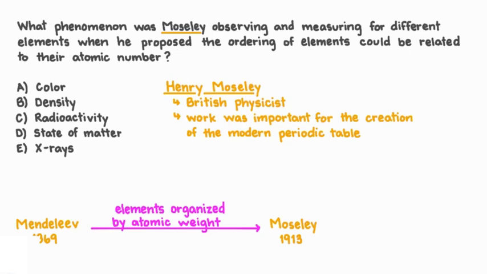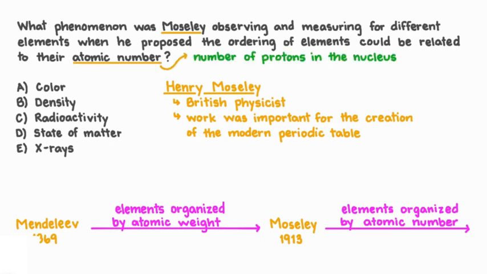Prior to Henry Moseley's experiments, the known elements were organized by atomic weight, as proposed by Russian chemist Dmitry Mendeleev in 1869. But in 1913, Moseley proposed that elements should be organized by their atomic number. At the time, atomic number represented an element's position on the periodic table and was equal to the charge of the nucleus. We now know that the atomic number is equal to the number of protons in the nucleus of all atoms of an element.